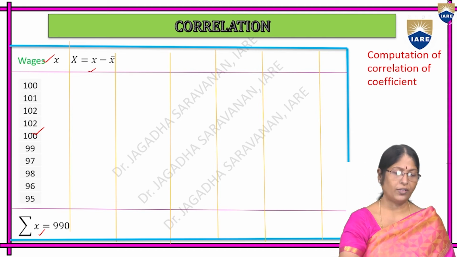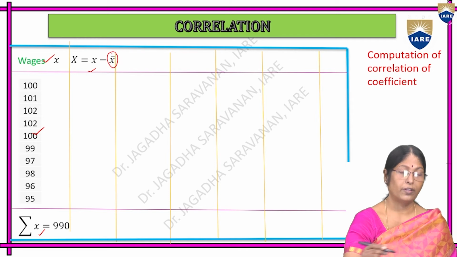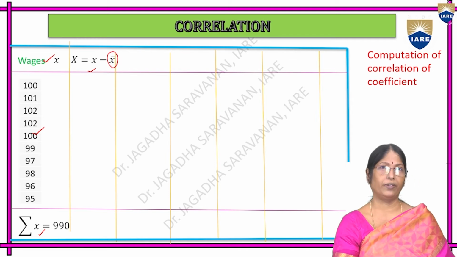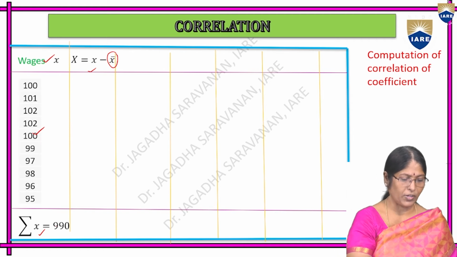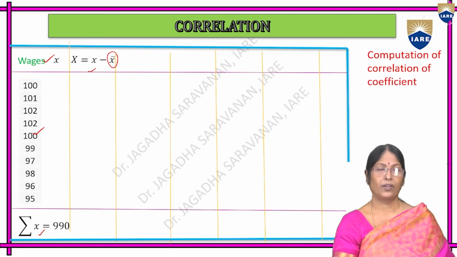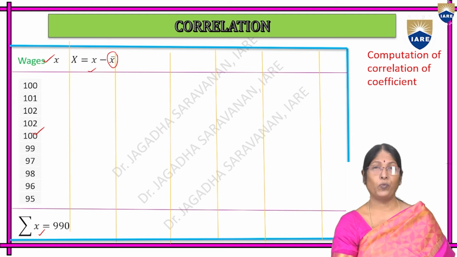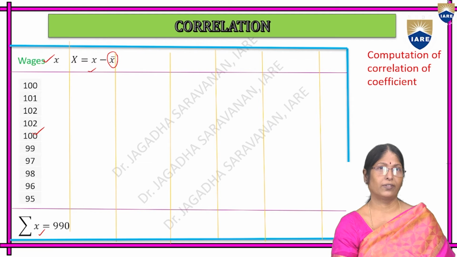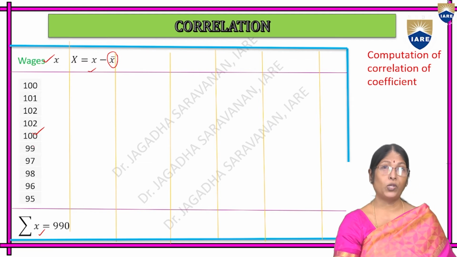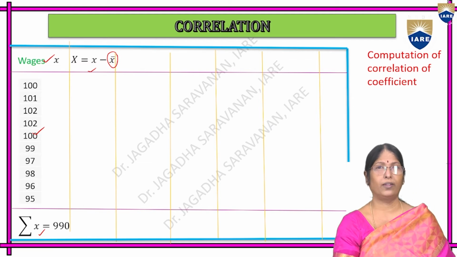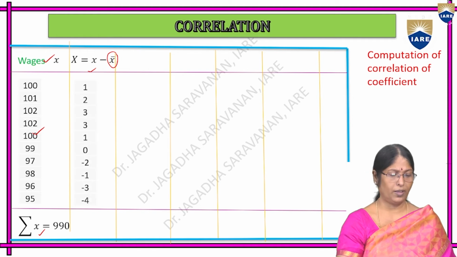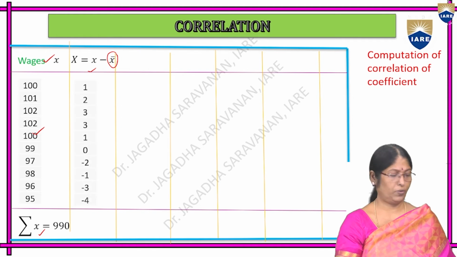For that, first we have to find X bar. To find X bar, summation X is divided by the sum of the observations, what we studied in lower classes: sum of the observations divided by number of observations. So we can see it here.